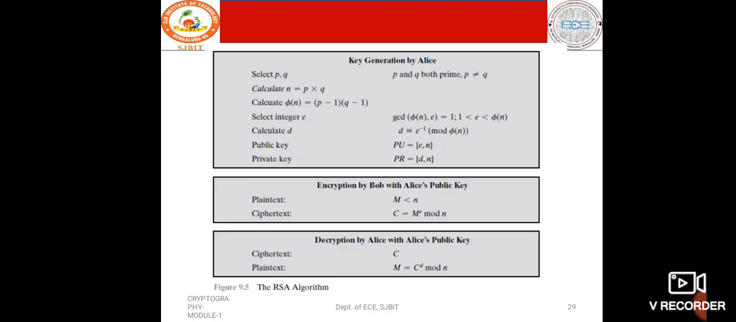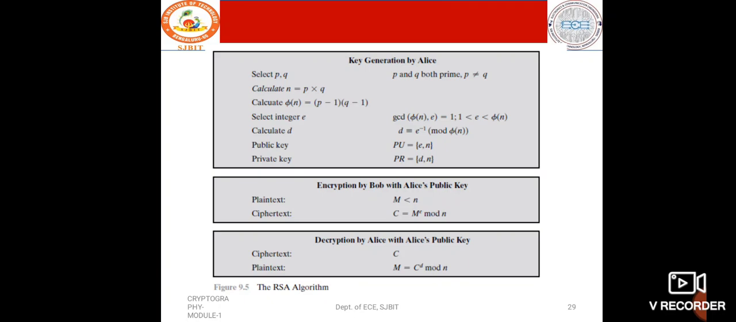Now let us look at an example. This shows the use of RSA to process multiple blocks of data. In this simple example, the plain text is an alphanumeric string. Each plain text symbol is assigned a unique code of 2 decimal digits. Here we can see the key generation by Alice, like selecting p and q. P and q both are prime numbers, but unequal. P is not equal to q.